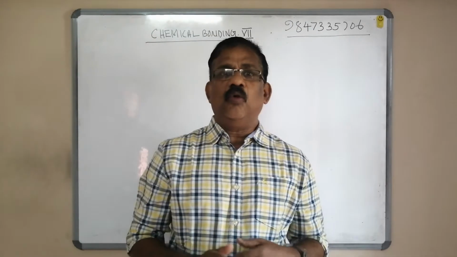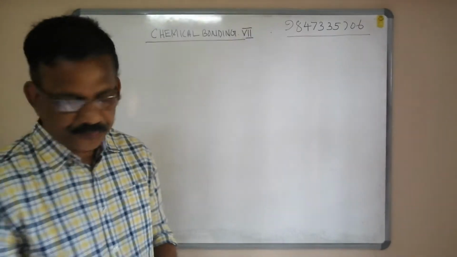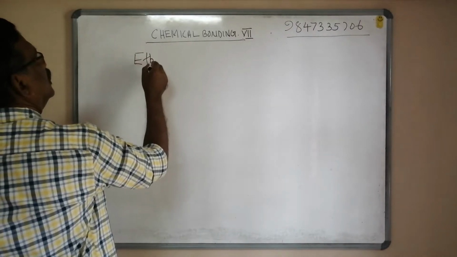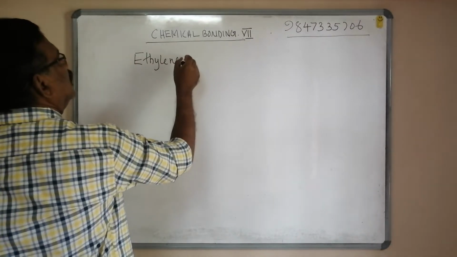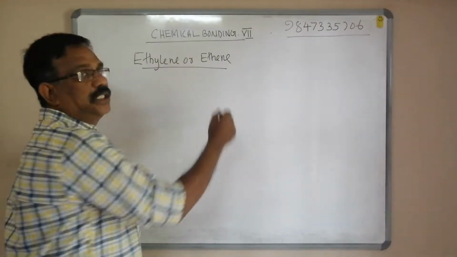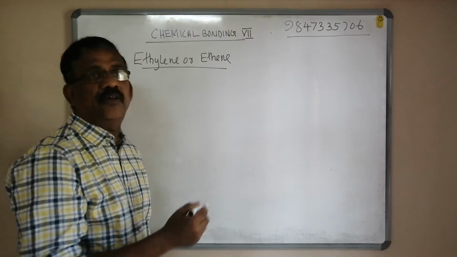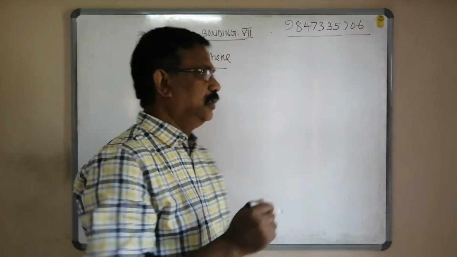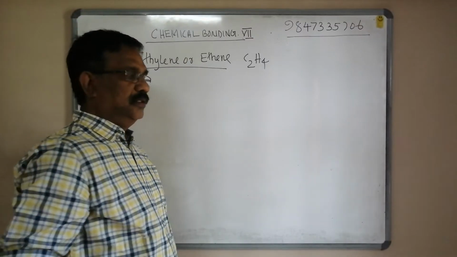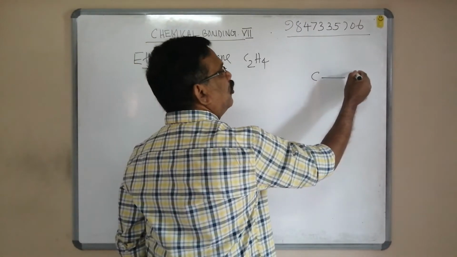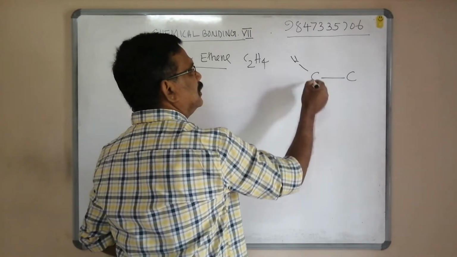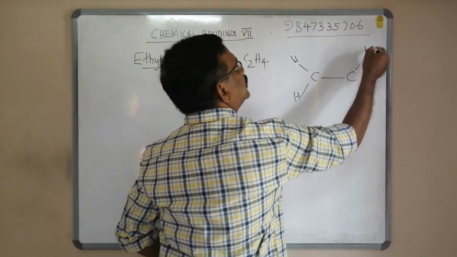Example, ethylene or ethene. Molecular formula C2H4. A multi-centered molecule. This is C2, and 4 hydrogen atoms.